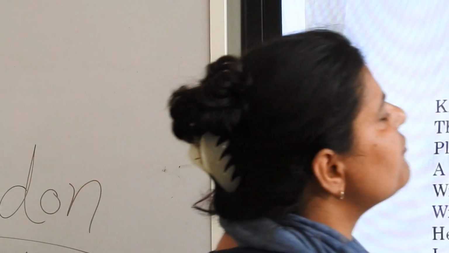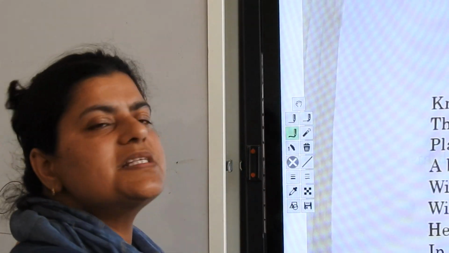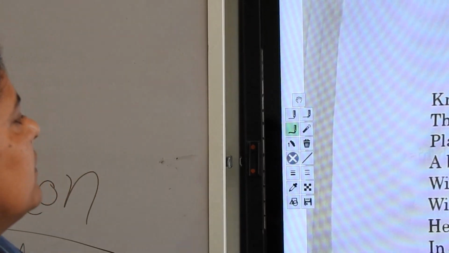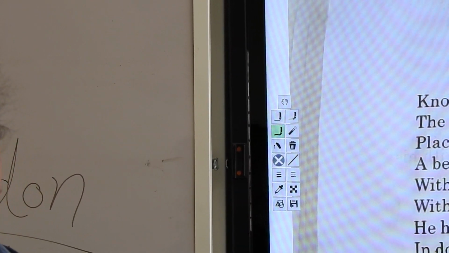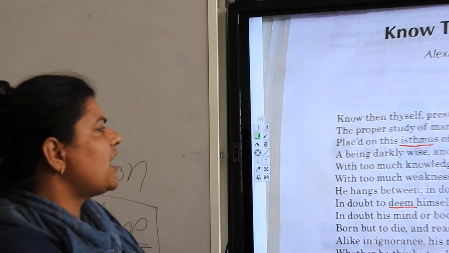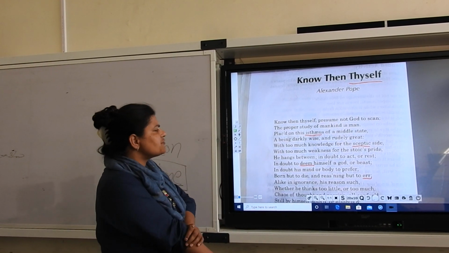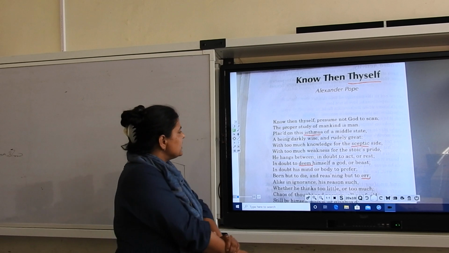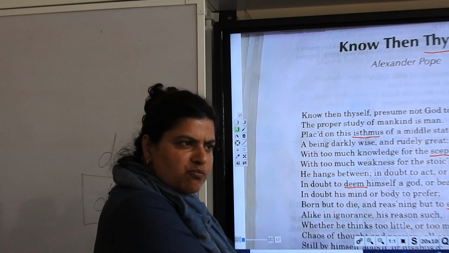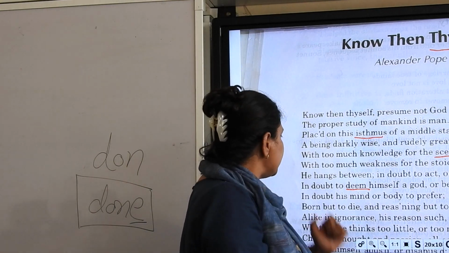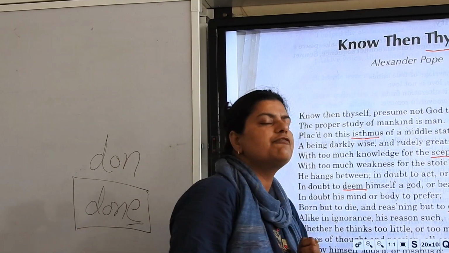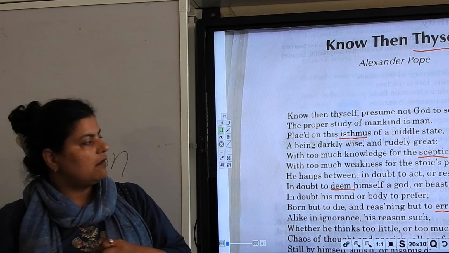Know then thyself, presume not God to scan, the proper study of mankind is man. Placed on this isthmus of a middle state, a being darkly wise and rudely great, with too much knowledge for the skeptic side, with too much weakness for the stoic's pride, he hangs between, in doubt to act or rest, in doubt to deem himself a god or beast.